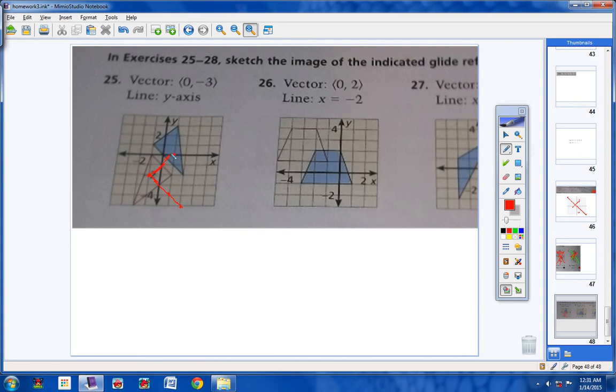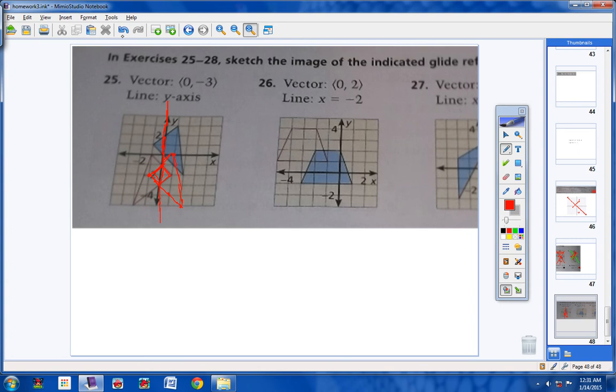Now please watch this carefully, students. Next, they want us to reflect it in the y-axis. Now here's your y-axis, okay? Please think about this for a second, students. If we were to fold this paper right in half on this line, this little triangle here would fall right on top of this triangle here.